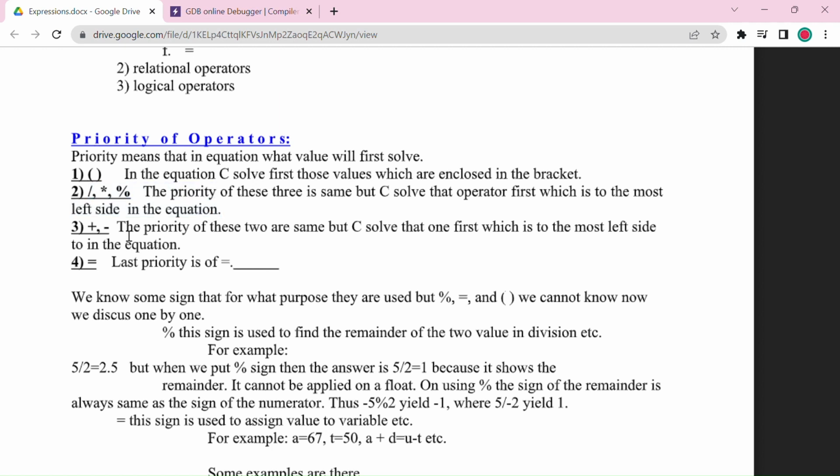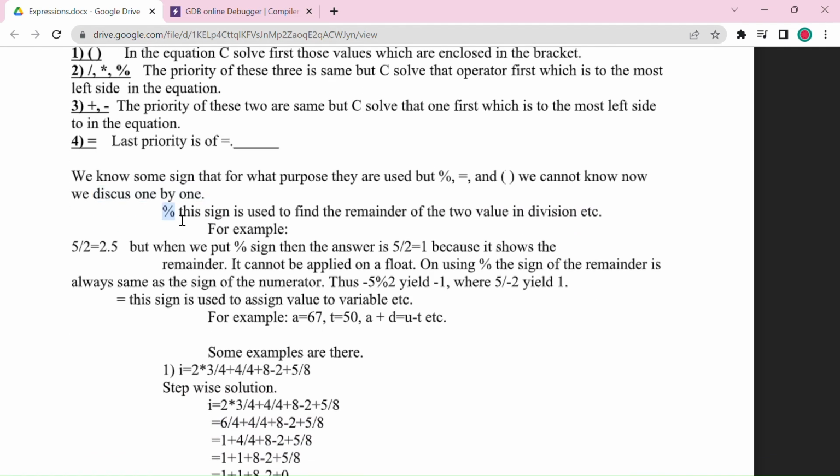It's pretty simple. The priority of these two is the same, but C solves first the one which is on the most left side. In a C program, you should remember that it solves values from the left side, so the value that is closer to the left side is solved first. The last priority is of equal. We know for what purpose some signs are used. Now we discuss them one by one.